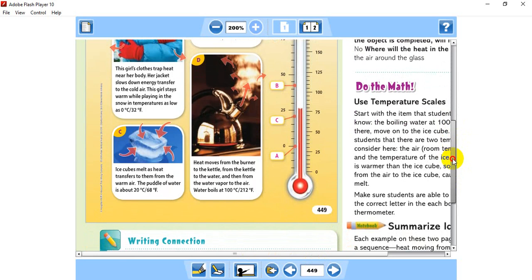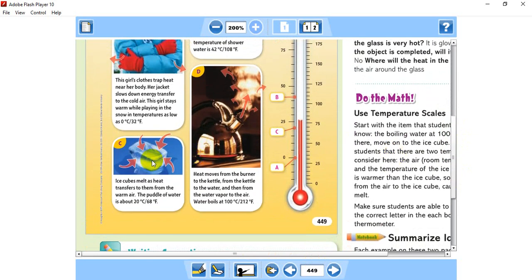What about now the ice cubes? Ice cubes melt as heat is transferred to them from the warmer air. So warm air will transfer energy from the air itself to the ice cube. For that reason the ice cube will start to melt. This is what we mean. So the bottle of water is about 20 Celsius degrees or 68 Fahrenheit.